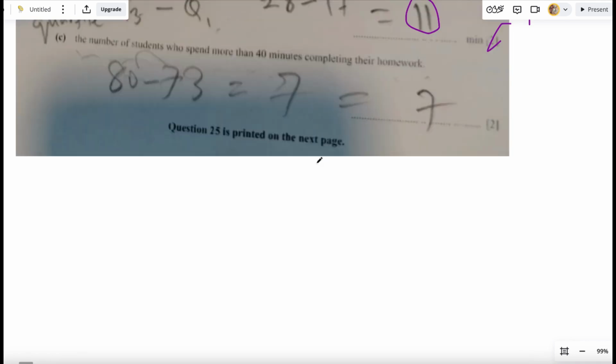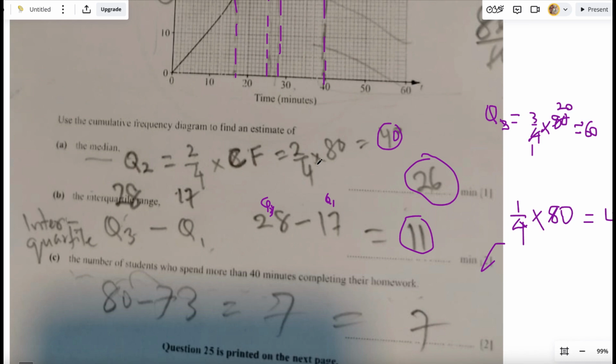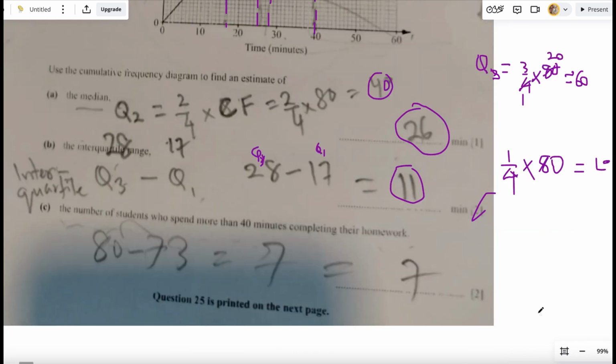So with this, we've come to the end of the class. 80 minus 73 gives us 7, and you get 2 marks if you're able to do this. So with this, we come to the end of today's class. Thank you for joining us.